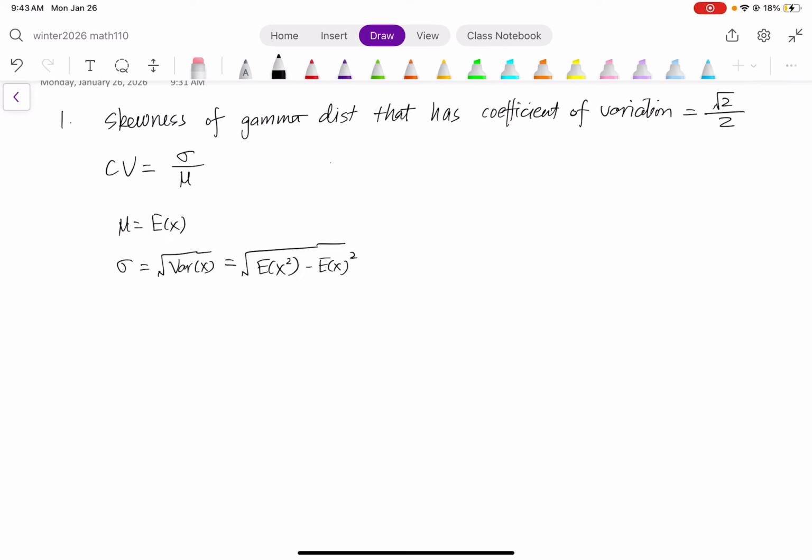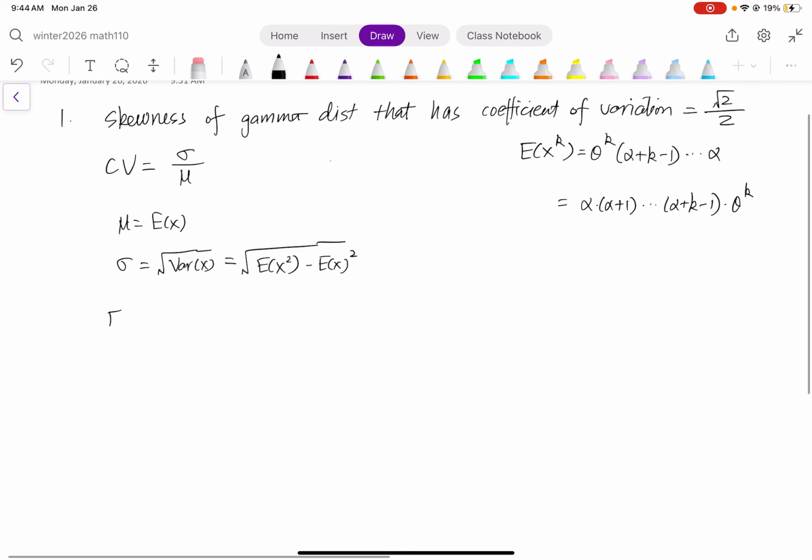In the formula book, the formula says the expected value of X to the power of k, if k is a positive integer, is equal to theta to the power of k times alpha plus k minus 1, all the way down to alpha. This is for the gamma distribution. I feel like this was the old way they wrote the formula. The new way they write it is alpha plus 1 all the way to alpha plus k minus 1, times theta to the power of k. They're actually the same thing, they just reversed the order.